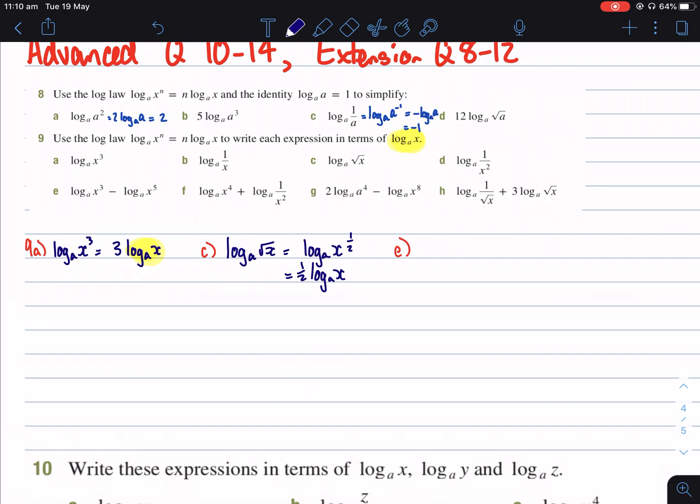Question e, this time we've got log base a of x cubed minus log base a of x to the 5. Which means, taking the numbers out the front, 3 log base a of x minus 5 log base a of x. Like terms: if I had 3m minus 5m, that comes out as negative 2m, doesn't it? So 3 log base a of x minus 5 log base a of x is negative 2 log base a of x.